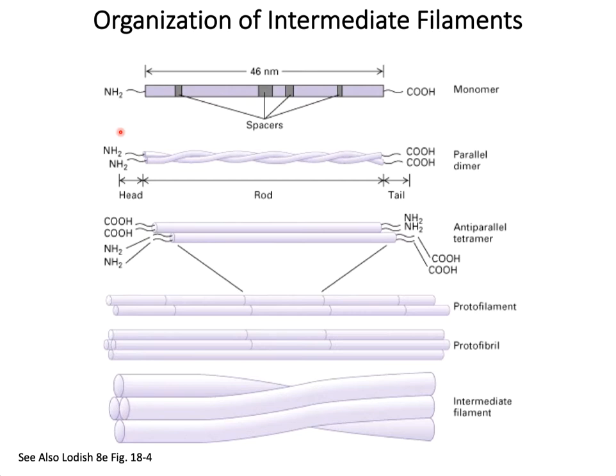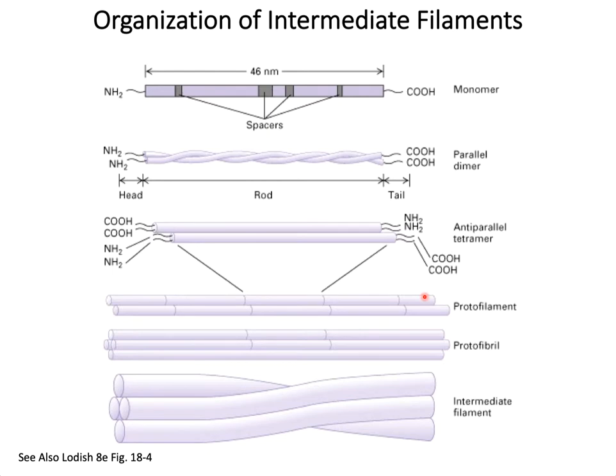Then two of these parallel dimers come together to form an anti-parallel tetramer. In this case, it is known as anti-parallel because the N-terminal pair of one dimer is now closely associated with the C-terminal pair of the second dimer. A number of these anti-parallel tetramers come together end to end, shown here, and form what is known as a protofilament.